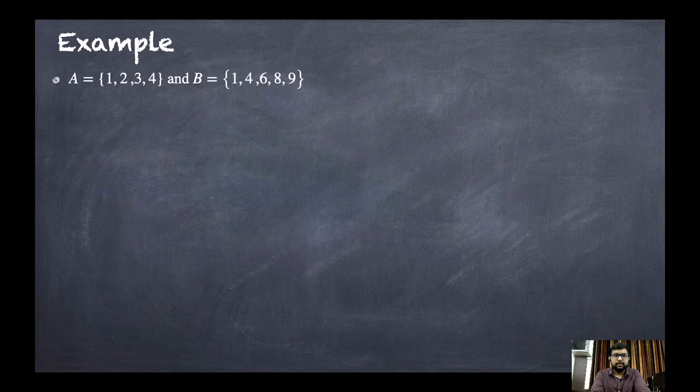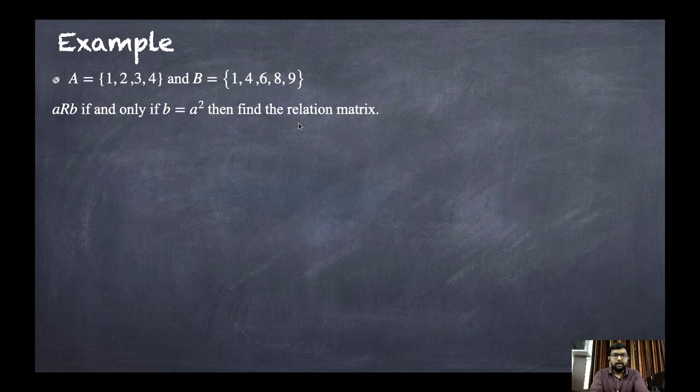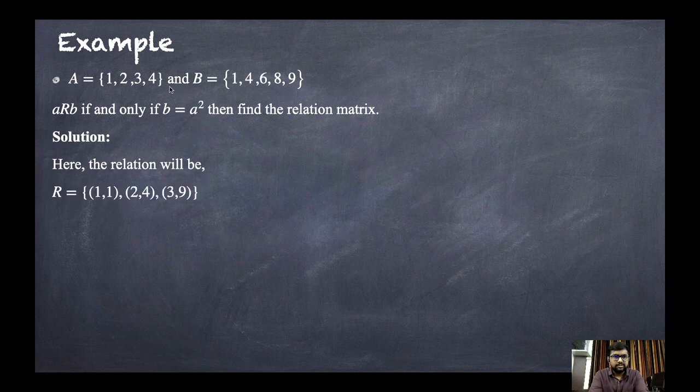Let us discuss an example. First, we have two sets given. A is {1, 2, 3, 4} and B is {1, 4, 6, 8, 9}. The condition given is that a is related to b if and only if b equals a squared. Then find the relation matrix. To find the relation matrix, first of all we must have a relation, and for the relation the condition is given. So first we will write the relation, and then construct the relation matrix.